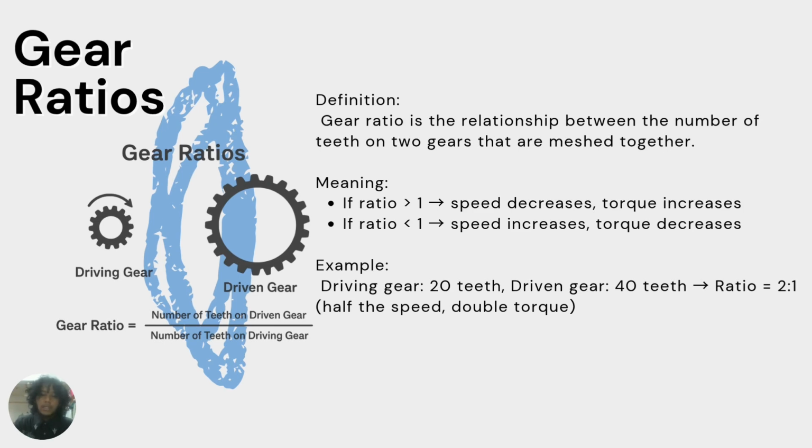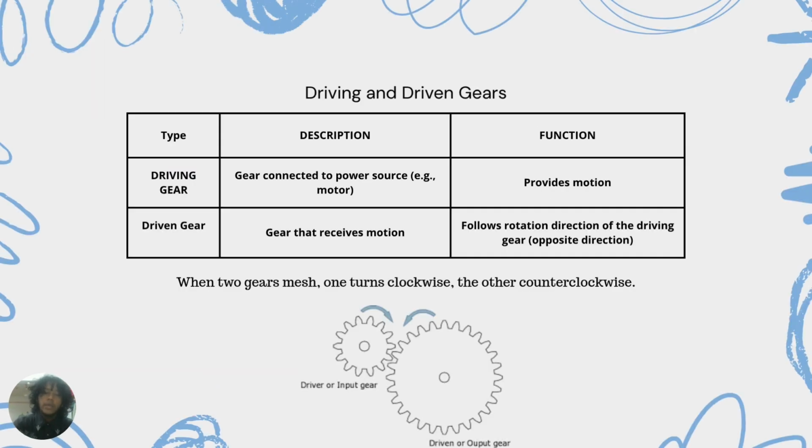So, let's look at the driving and driven gear. The driving gear is the one connected to the power source, for example, an electric motor or an engine that provides motion to the system. The driven gear is the one that receives motion from the driving gear.